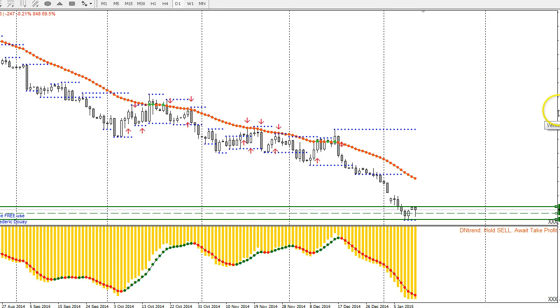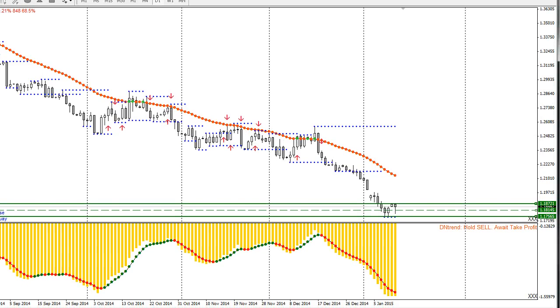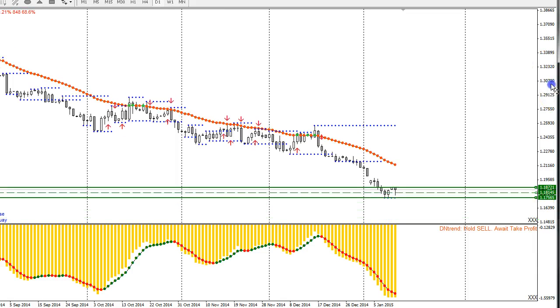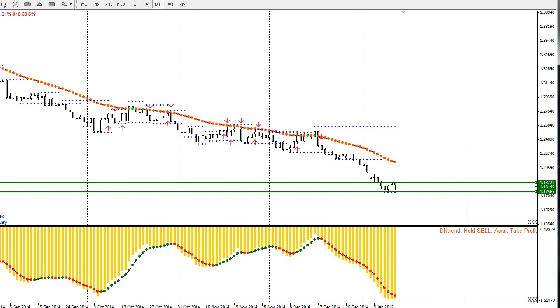Okay, the play for today. This is a quick section to see what I would do, and you're welcome to follow or not follow. It's obviously your choice. On the daily chart, it's quite evident.